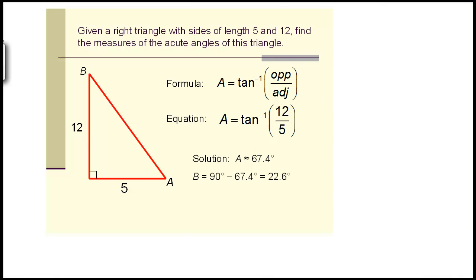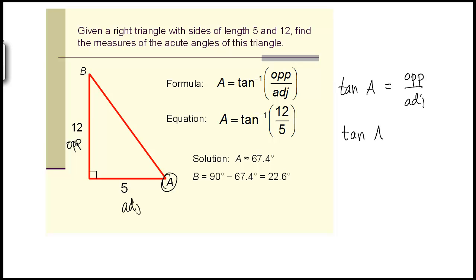Given the right triangle with the sides length 5 and 12, find the measures of the acute angles of this triangle. So again, with respect to angle A, the 12 is going to be the opposite. The 5 is going to be the adjacent. So what trig function uses the sides opposite and adjacent? Tangent does. So I'm going to go ahead and clarify what the notes have. The tangent of angle A is equal to opposite over adjacent.